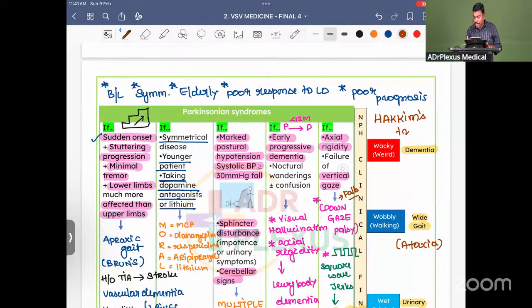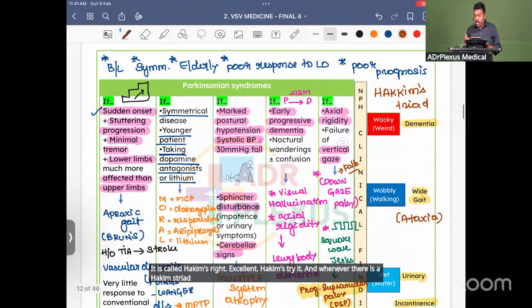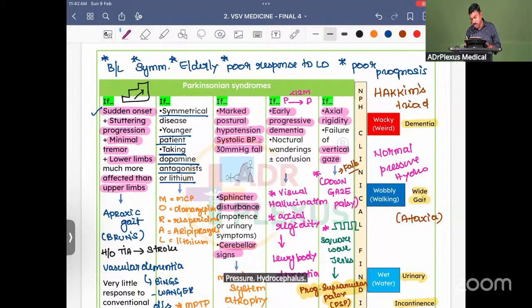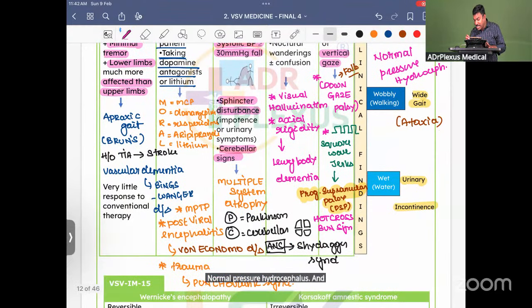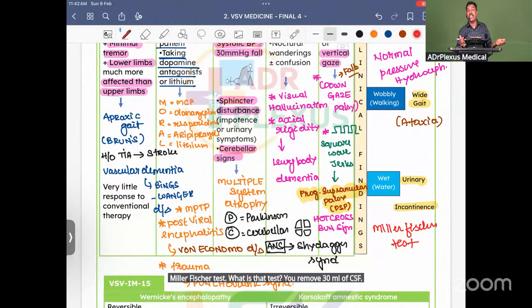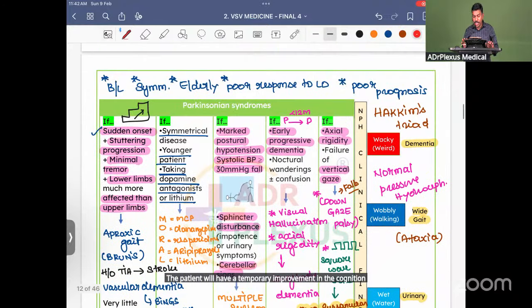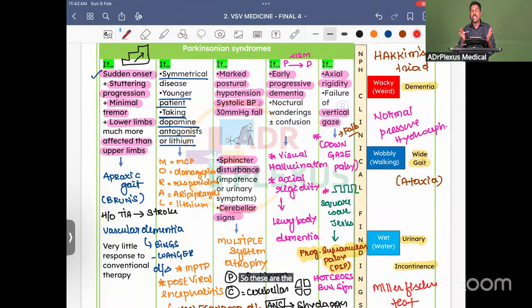And whenever there is Hakim's triad, you have to think about normal pressure hydrocephalus. Here you do a test called the Miller-Fisher test. What is that test? You remove 30 ml of CSF, and the patient will have a temporary improvement in cognition. That is called the Miller-Fisher test. So these are the Parkinson plus syndromes and Parkinson associated conditions which have to be learned very importantly.